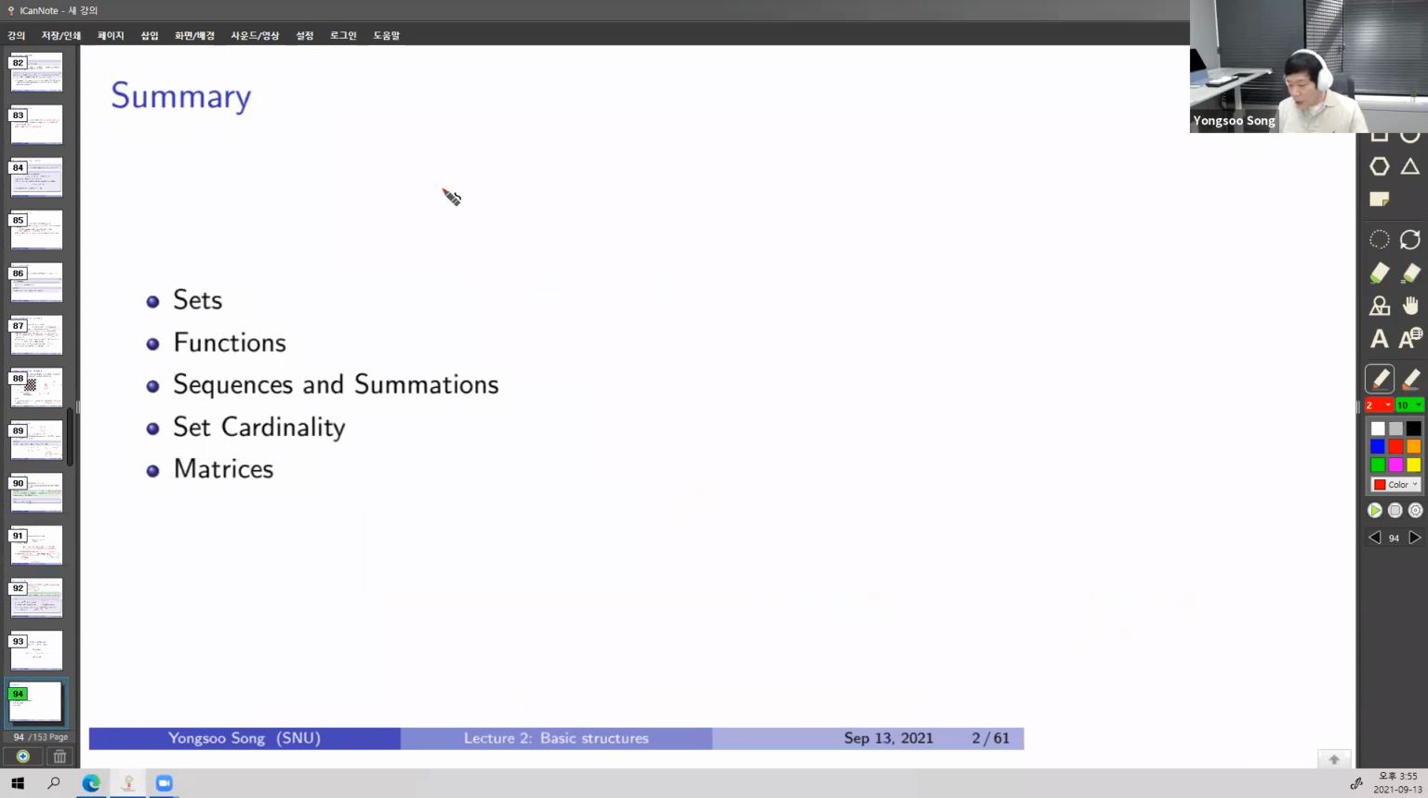Okay, so today we are going to study some basic structures, including sets, functions, sequences, set cardinality, and matrices. I believe most of you are already very familiar with sets and functions or sequences. You should have studied them in high school, I believe.